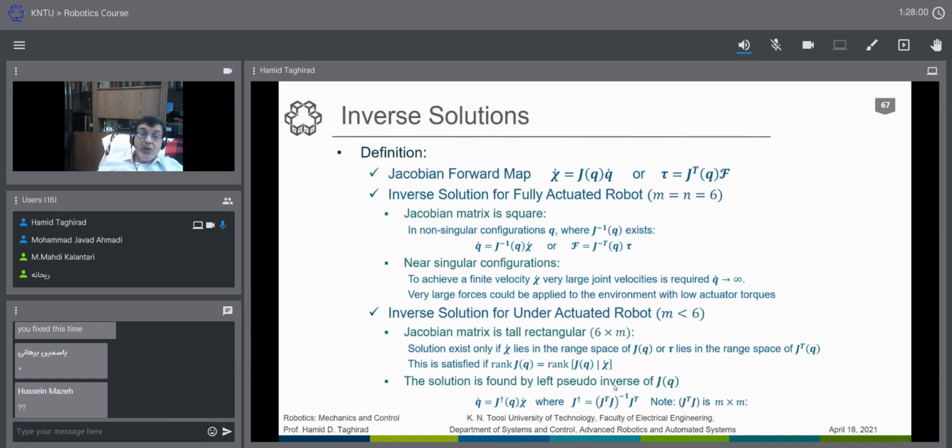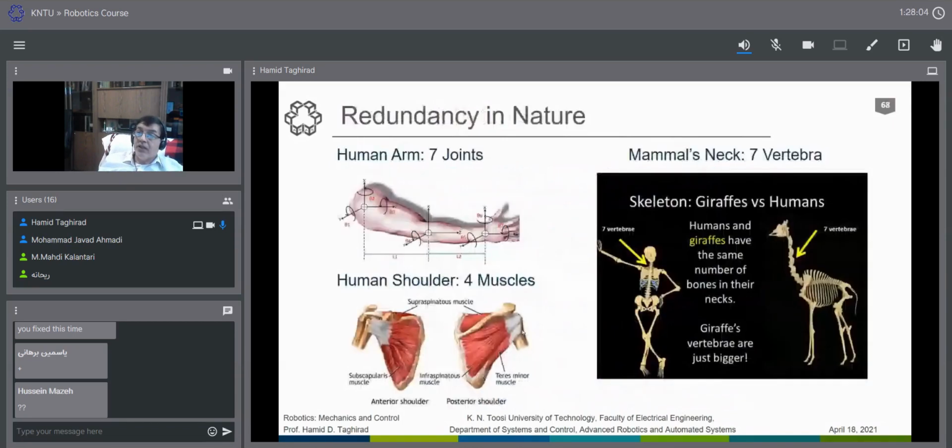The interesting point is redundancy, when we have redundancy. And you can see redundancy in nature quite heavily. Let me talk about redundancy and then maybe close the session here, and give the solution maybe in the next session. What is redundancy? If we have more actuators than required, and it is full in nature.